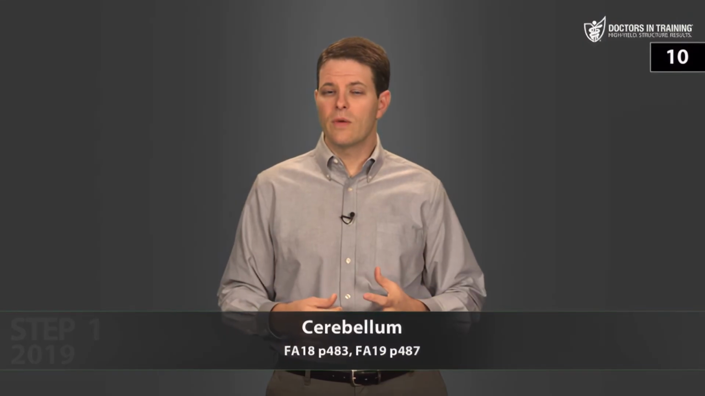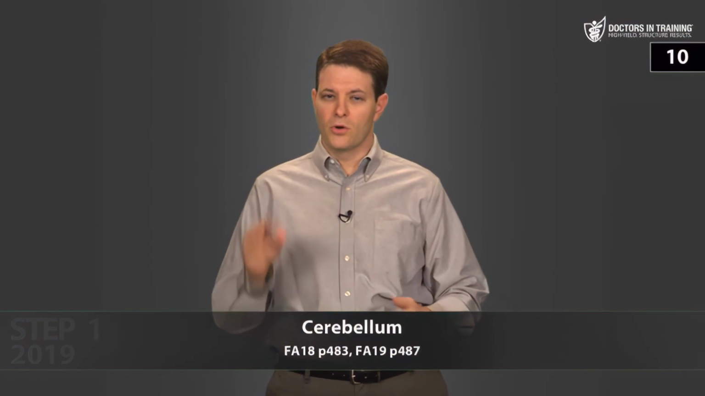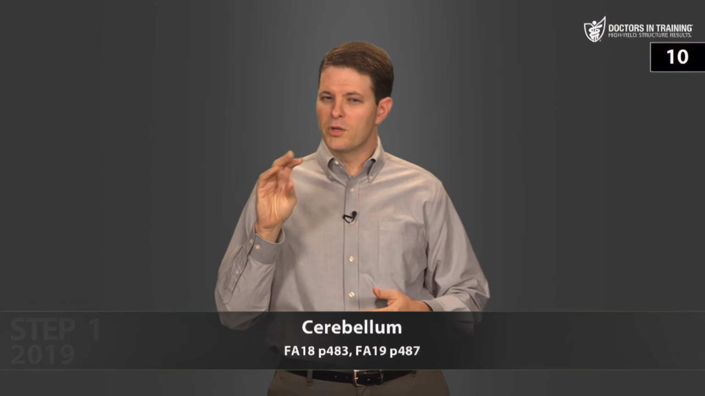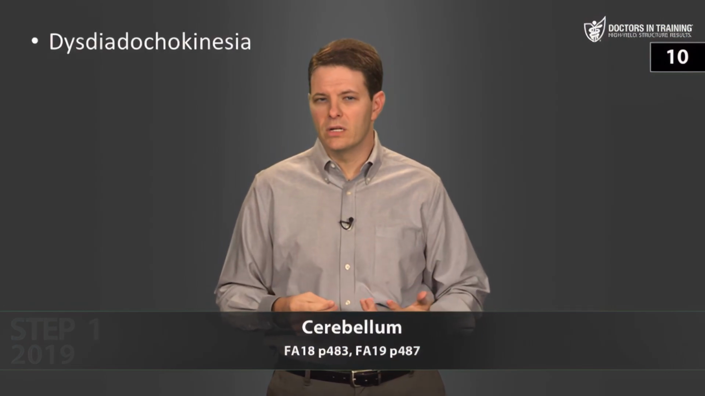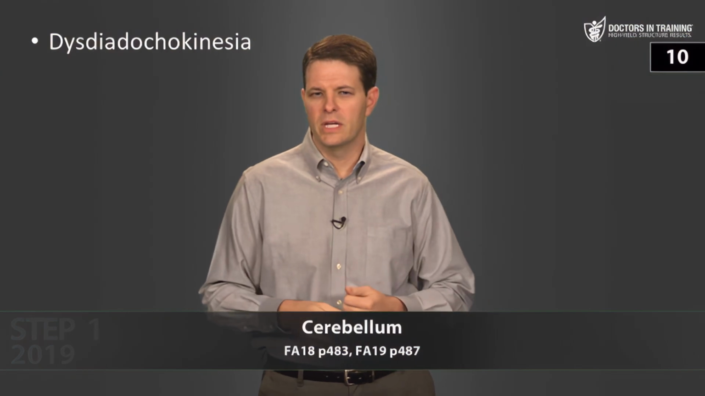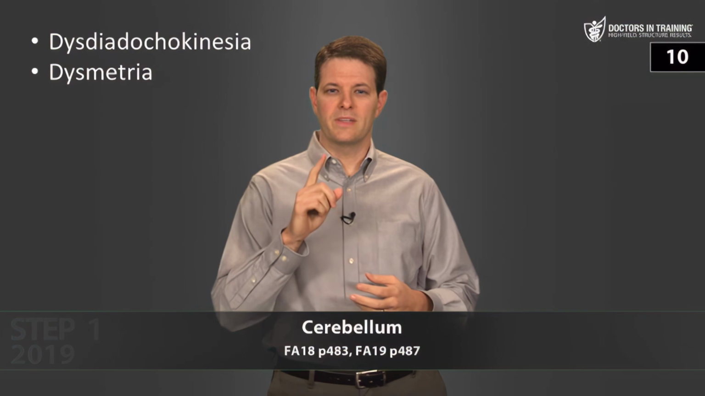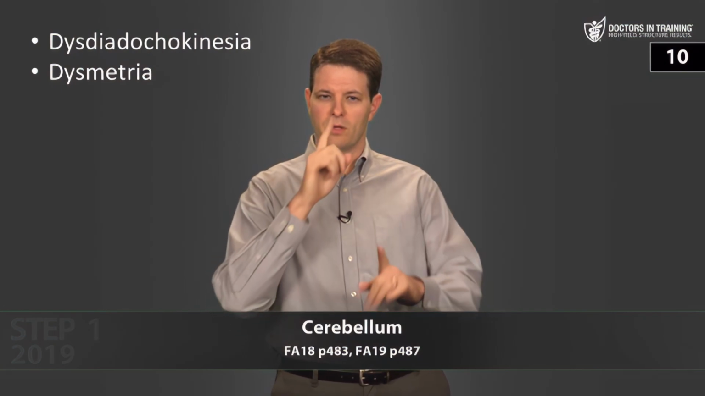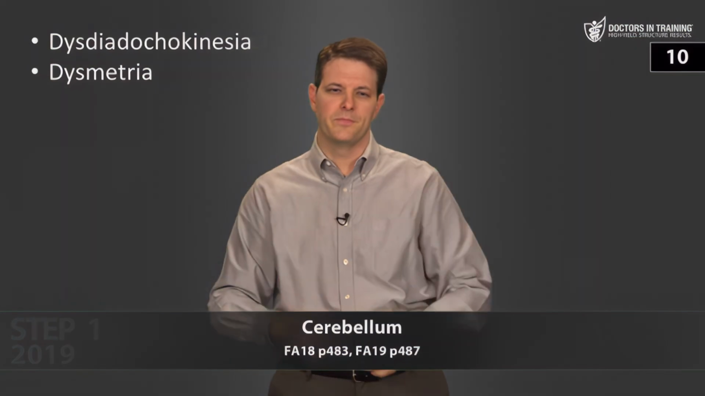This is why we test for rapid alternating movements, where we have the patient try to flip their hands over on their lap or drum their fingers. They wouldn't be able to do that with a lateral cerebellum lesion. We call that dysdiadochokinesia. I love that word, dysdiadochokinesia. Patients can also have dysmetria, which means they have trouble controlling the distance and speed of movement. That's why we do the finger-to-nose test, where you have the patient try to hit your finger with their finger.